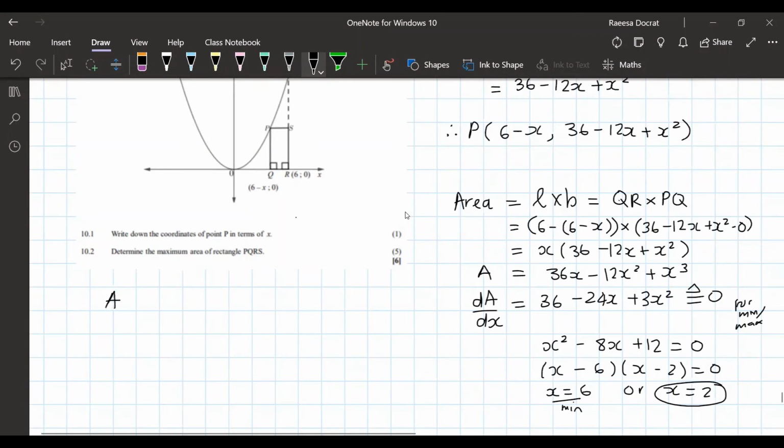Using the formula for the maximum area, we've got that the area's formula is 36x minus 12x squared plus x cubed, and now to get the maximum area, we substitute the value of x for which it has a maximum. So it's 36 times 2 minus 12 times 2 squared plus 2 cubed, and then calculating that, we get that the maximum area is 32 square units.